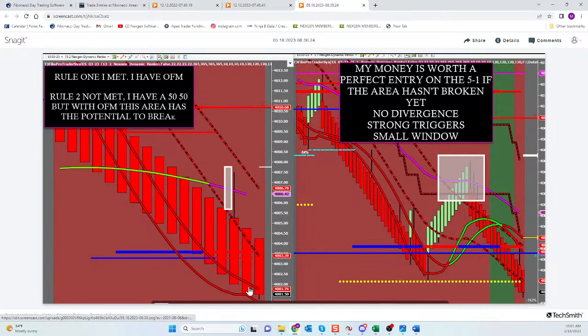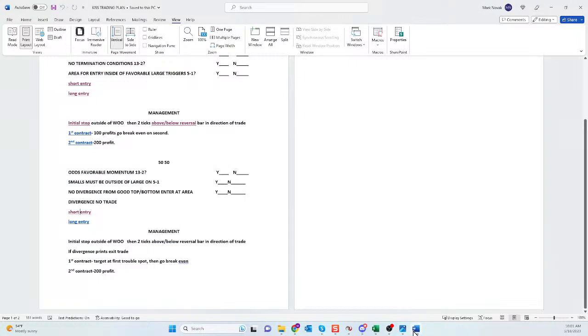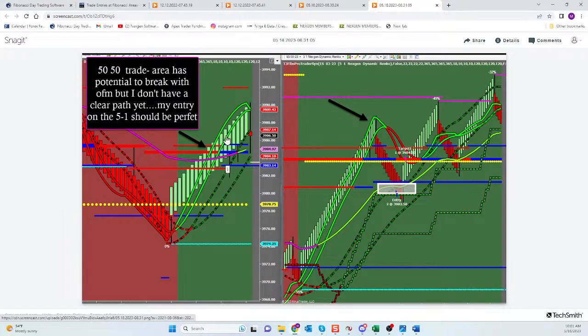And then once again, what's it look like? Smalls below, larger not, no divergence, tiny window of opportunity, right? Strong triggers. Guys, that's the best of the best. What's it look like going the other direction? Smalls are through, the larger not, no divergence, strong triggers, tiny window of opportunity.